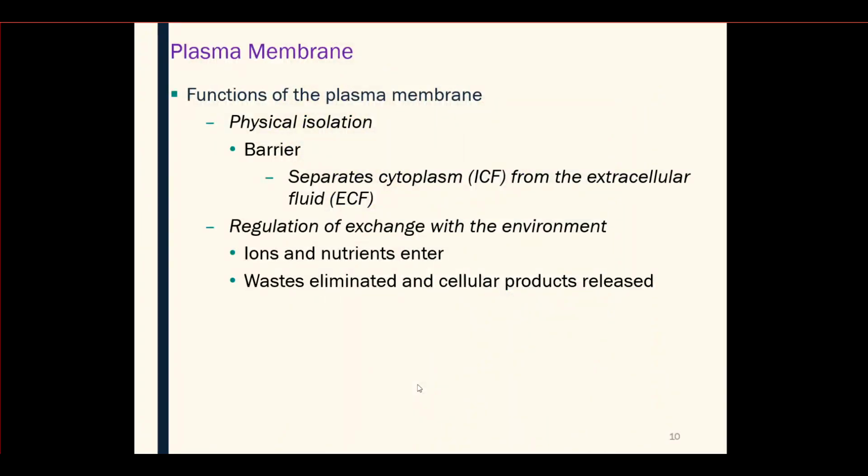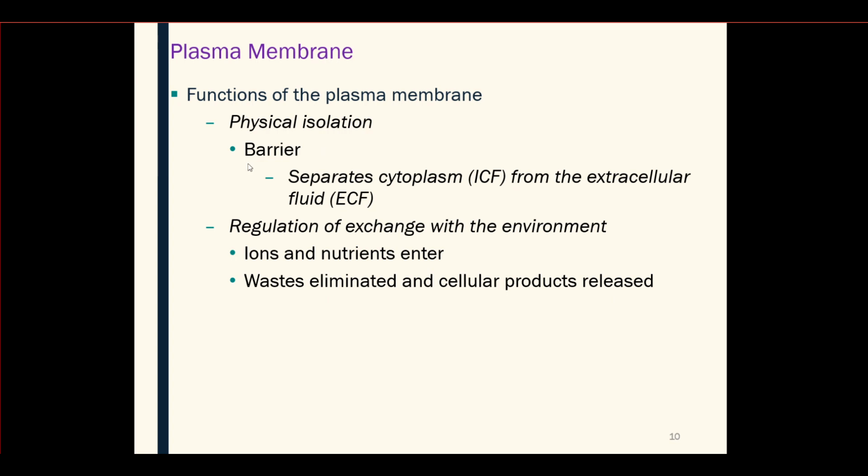So let's take a look at the functions of the plasma membrane. It has a number of functions. Number 1 is basically what I mentioned already. It results in physical isolation. Think of the cell membrane as a barrier, right? It is separating the water of the cytoplasm, which we could also call the intracellular fluid, right? We abbreviate that ICF, intracellular fluid, from the water outside the cell, which is the extracellular fluid.